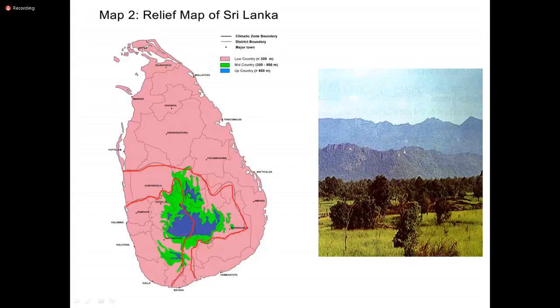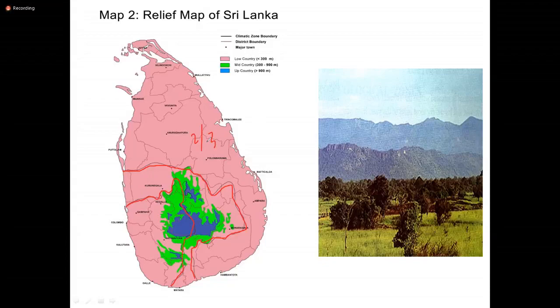In between that, this is the wet zone, this is the intermediate zone, and this is the dry zone. But here in this picture, pink color is low country. You can see that all the dry zone is pink color. That means only low country: Ampara, Batticaloa, Polonnaruwa, Trincomalee, Anuradhapura, Vavuniya, Mullaitivu, Kilinochchi, Jaffna, Mannar, Puttalam, right? Okay, Hambantota. These all come under the low country, then dry zone.